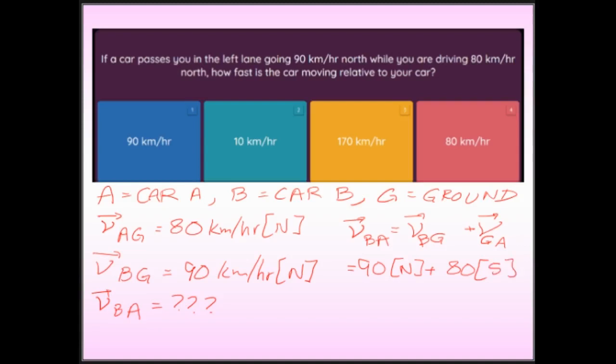So south, which means what? 90 north minus 80, which is 10 kilometers per hour. In which direction? Does that make sense? Everyone, this is not the velocity of car A according to the ground. This is the velocity of the ground according to car A. Do you see what I mean?